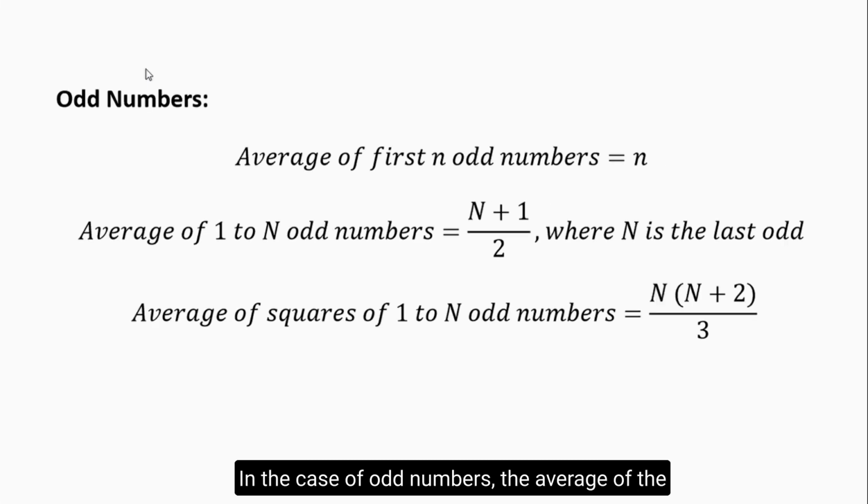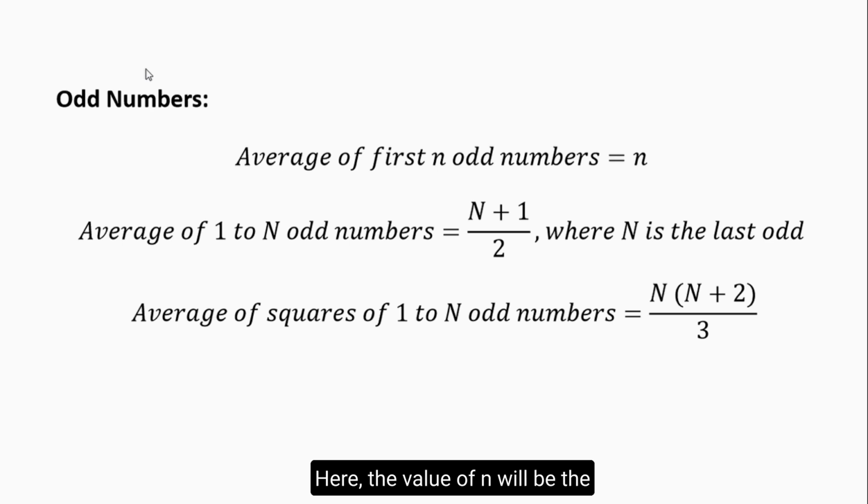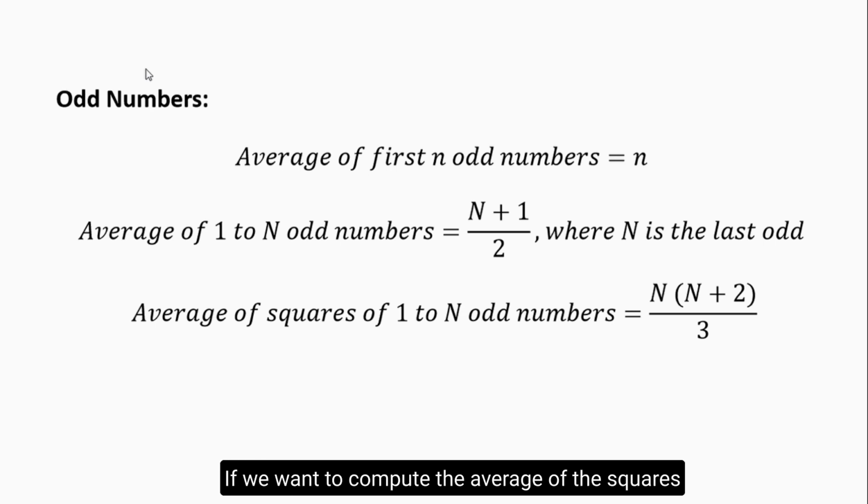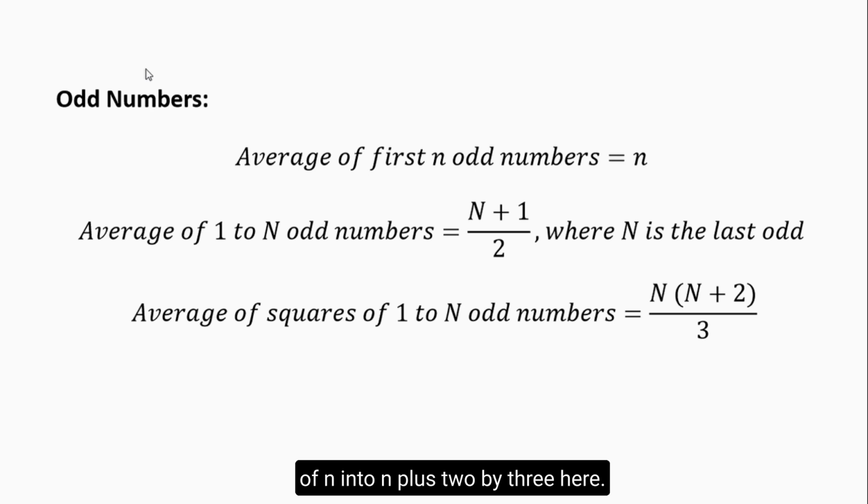In the case of odd numbers, the average of the first n odd numbers starting from 1 till the value of n can be written as n plus 1 by 2. Here, the value of n will be the last odd number available in the question. If we want to compute the average of the squares of first n odd numbers, we can use the formula of n into n plus 2 by 3. Here also n will be the last odd number available in the question.